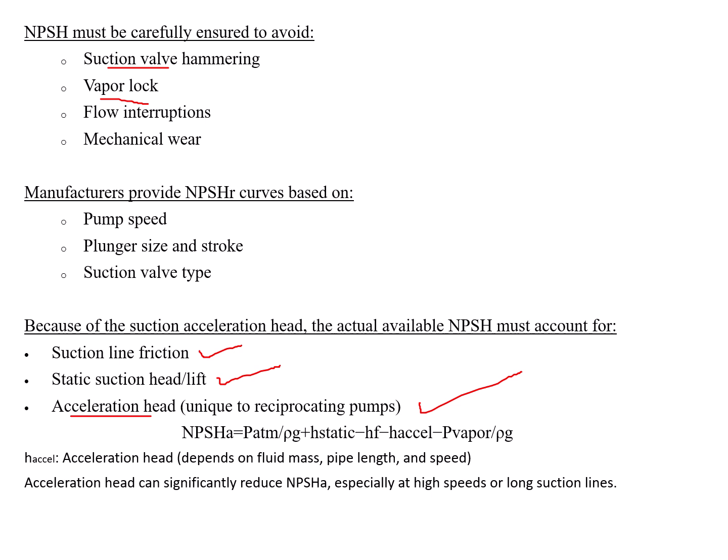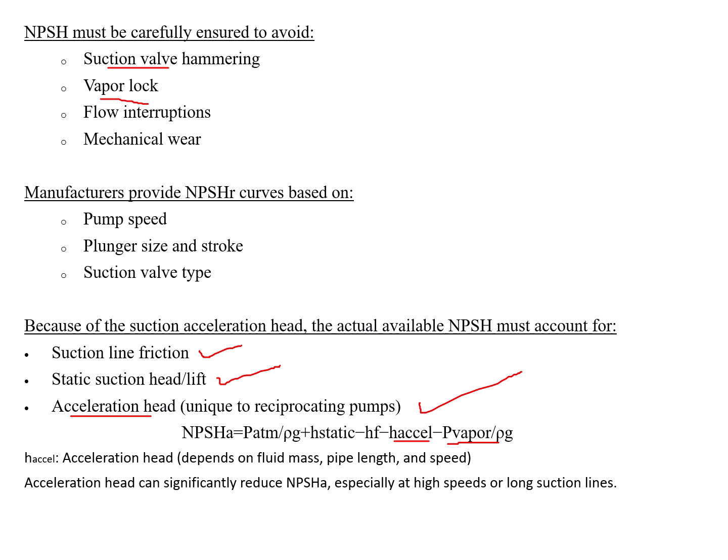So the net positive suction head available is given by this equation: atmospheric pressure head, plus static head, minus friction head, and always minus acceleration head. This is a new term, and it is a minus, then minus the vapor pressure. Here the acceleration head depends on the fluid mass, pipe length, and speed. Acceleration head can significantly reduce the net positive suction head available.